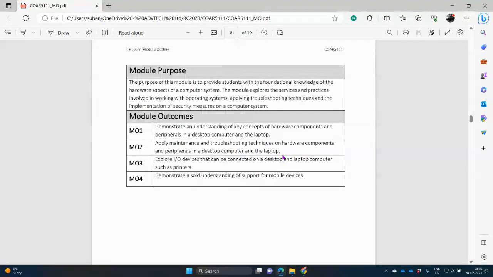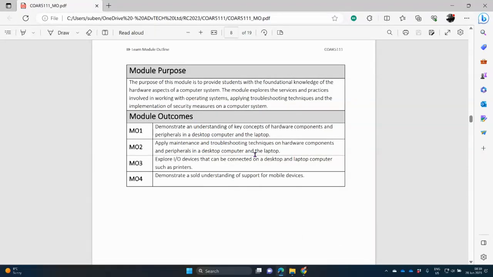Now, let's look at the scope of what is going to be covered. You will see that they have been testing each of the module outcomes. So far they have tested, do you know what are the different hardware components, peripherals in the desktop and in the laptop? Remember, if they ask a question about the desktop or a laptop, you need to answer specifically to the desktop or to the laptop.